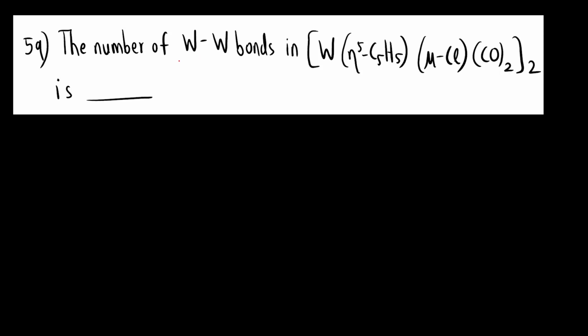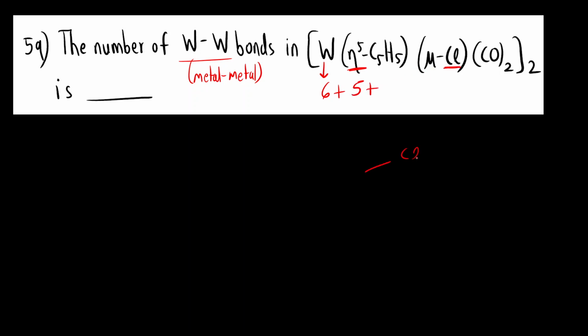Number of W-W bonds, metal-metal bonds. W-W means metal-metal bonds we have to find out. Okay, so W is how much? It belongs to D4. So 4 plus 2, 6. Plus hapticity is 5, plus Cl.